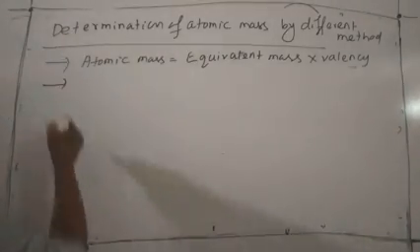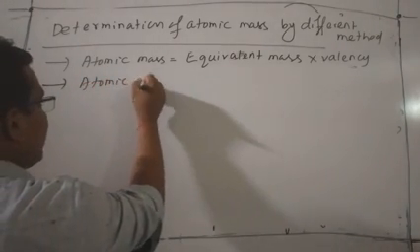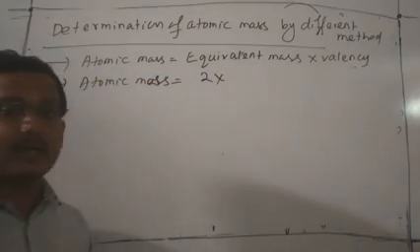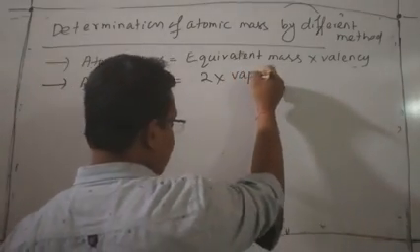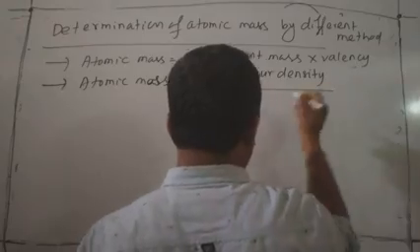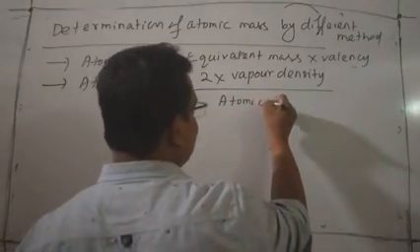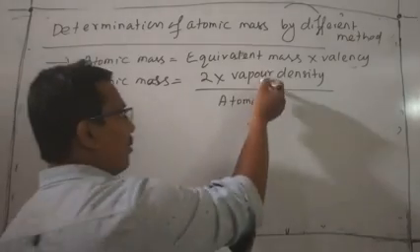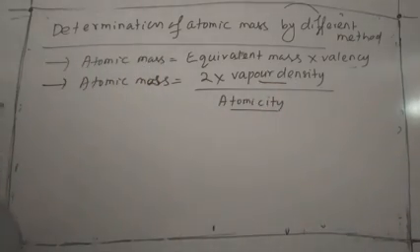Formula number 2. Atomic mass is equal to 2 into vapor density divided by atomicity. There are 2 new terms: one is vapor density, another is atomicity. What is atomicity? What is vapor density?